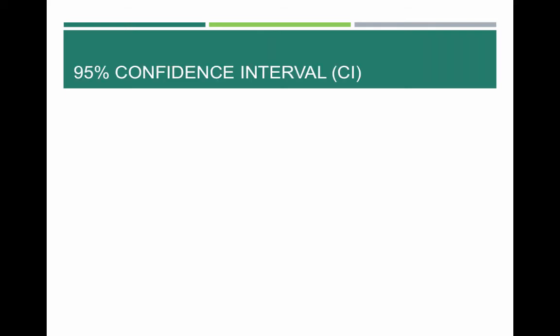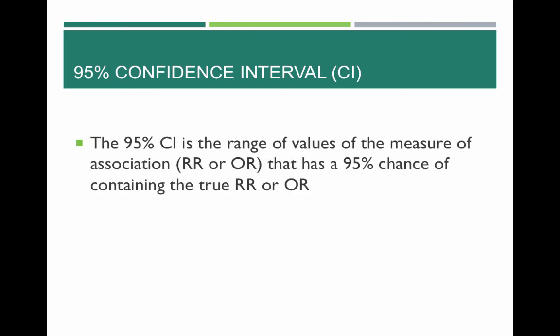So the confidence interval is the range of values of the measure of association, the relative risk or the odds ratio, that has a 95% chance of containing the true relative risk or true odds ratio. So what we mean by the true relative risk or true odds ratio is the number that we would get if we had all possible data on every single person in the population and we didn't have a single error.